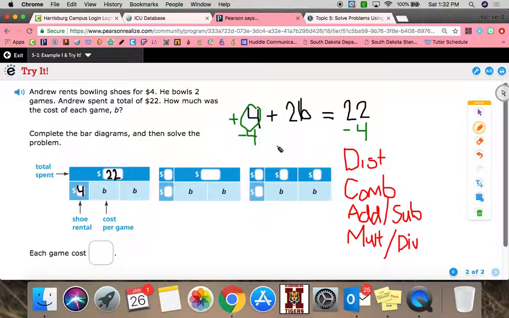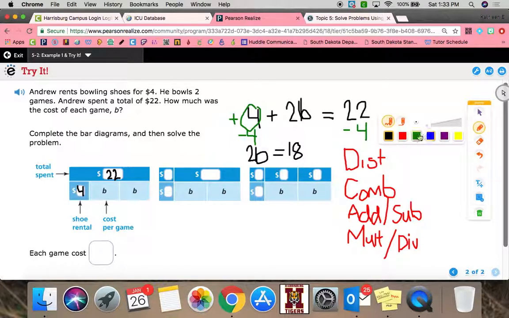Now I don't really have room to write this. Oh boy. All right, if I go back to black, my next line is I'm left with 2b over here equals, and I'm left with 18 over here.